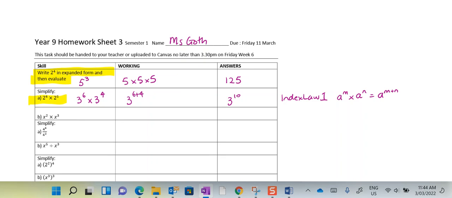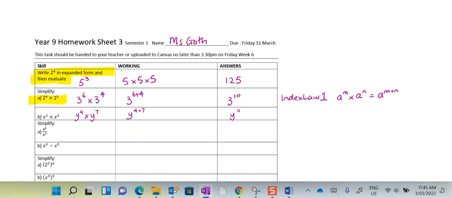In the next question, the question I'm going to do is going to be y to the power of 4 times y to the power of 7. This is similar to the question before, but I've got letters this time. So it's just going to be y to the power of 4 plus 7, which is y to the power of 11.